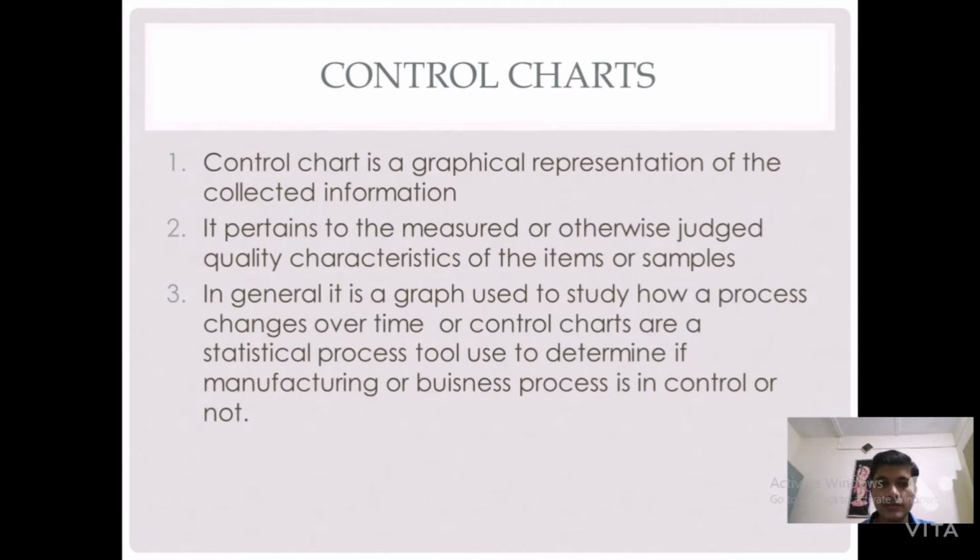Now, a control chart is nothing but a graphical representation of information collected from various sources like manufacturing units and their productions. It pertains to the measured or otherwise judged quality characteristics of the item or samples. In general, it is a graph used to study how a process changes over time. Control charts are statistical process tools used to determine if a manufacturing or business process is in control or not.